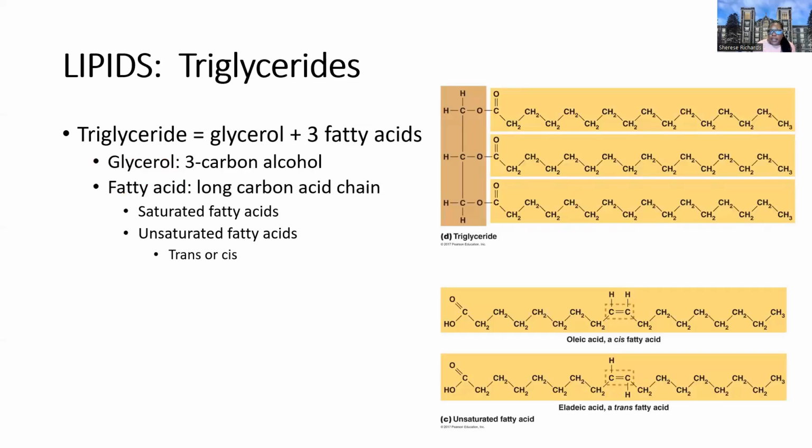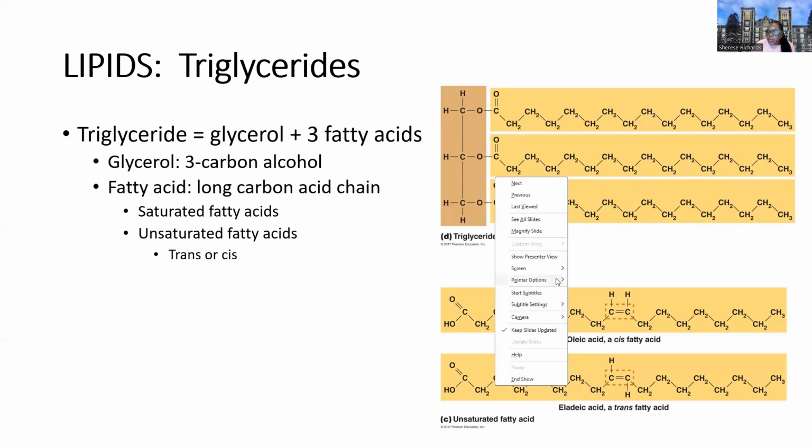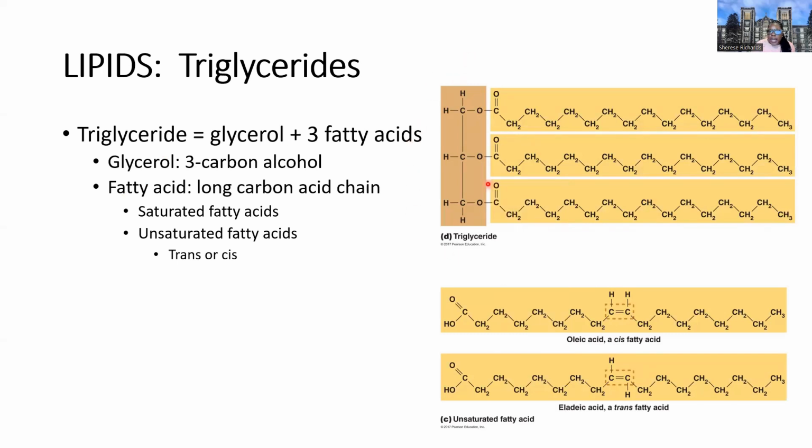Let's begin with triglycerides. So a triglyceride is comprised of a glycerol sort of backbone, which is this portion of the molecule. Right, this is our glycerol backbone, and then it has 3 fatty acid tails, so to speak, attached. So this is what a triglyceride looks like.